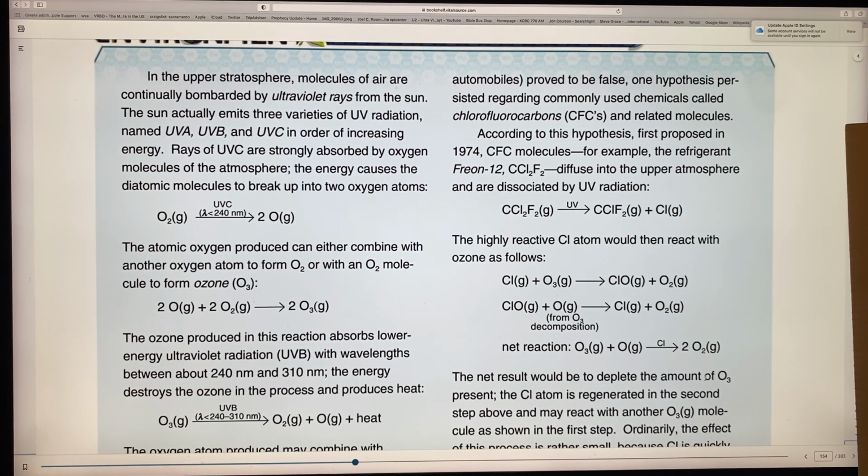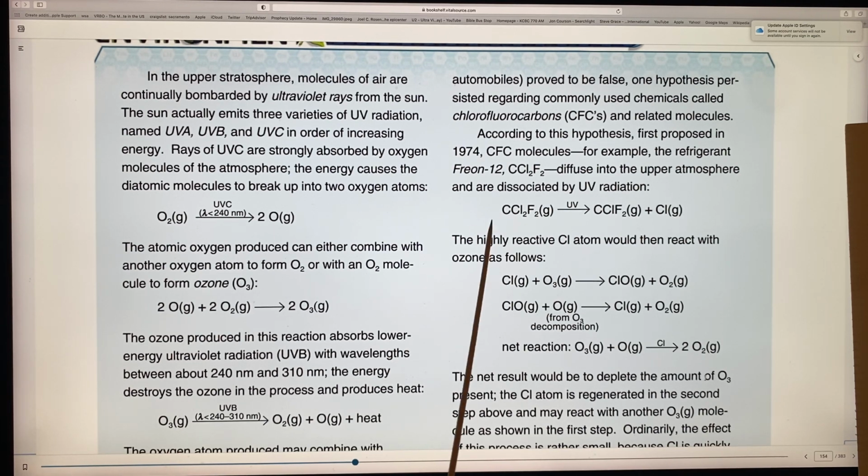And where do these fluorocarbons come from? From refrigeration. Freon 12 is one. And also, not only that, but also through other types of chlorine type molecules. So for example would be the Freon 12 here that diffuses into the upper atmosphere with our refrigeration.